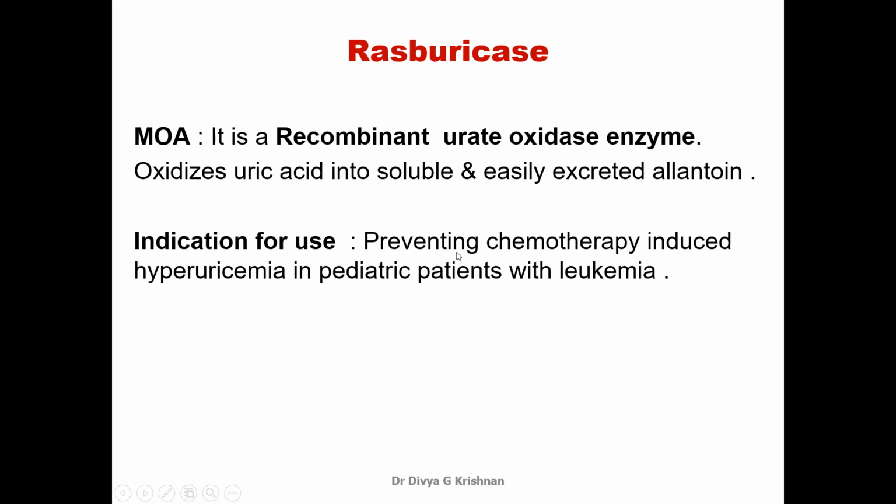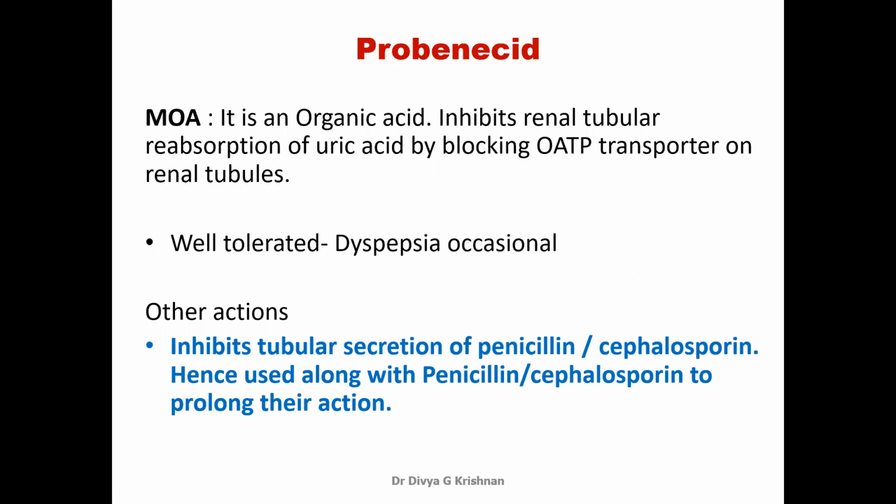Now we come to discuss the uricosuric drugs, and in this, the most important drug is probenecid. Now, this is an organic acid, and this drug inhibits the renal tubular reabsorption of uric acid by blocking the OATP transporter on the renal tubules. So you have already been familiar with the transporters from your general pharmacology classes. So you have a transporter which is called the organic anion transporter on the renal tubules.